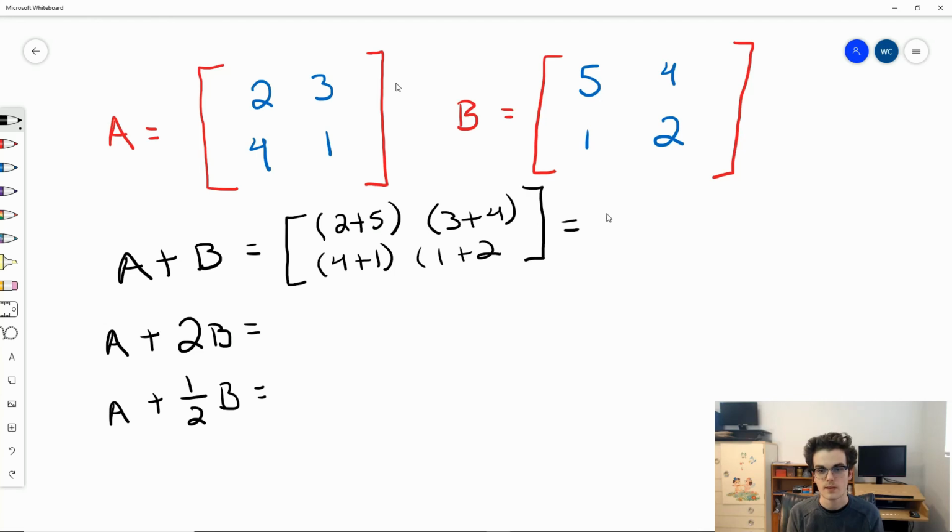Then we're going to simplify this, and we're going to get 7, 7, 5, and 3. So, yep, this is the right answer. So now moving on to A plus 2B, we're now going to do the exact same thing. We're not going to change anything with A because this value has no scalar multiple in front of it. But with these, we're going to multiply each of these individual values by whatever this number is.